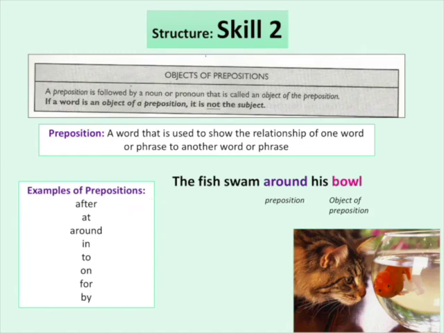A preposition is a word that is used to show the relationship of one word or phrase to another word or phrase. So let's look at the example sentence. The fish swam around his bowl. The subject here is the fish. The verb is swam. And then we have the preposition around, and after the preposition is a noun, bowl. This is the object of the preposition, so it is definitely not the subject.